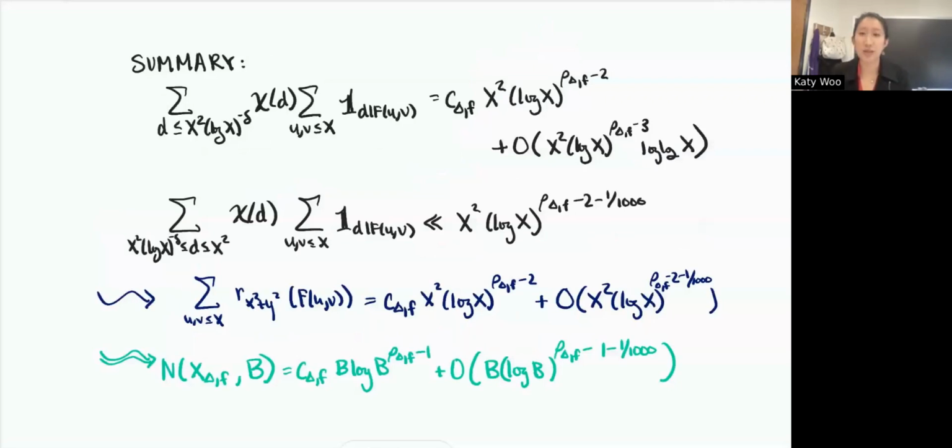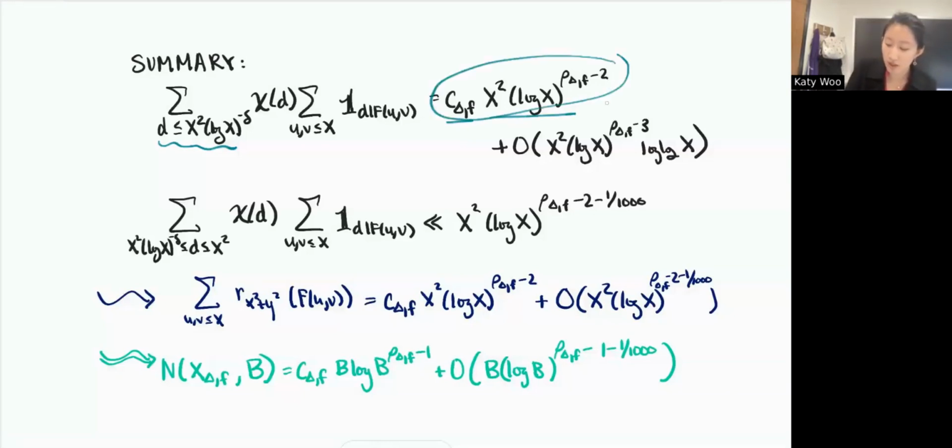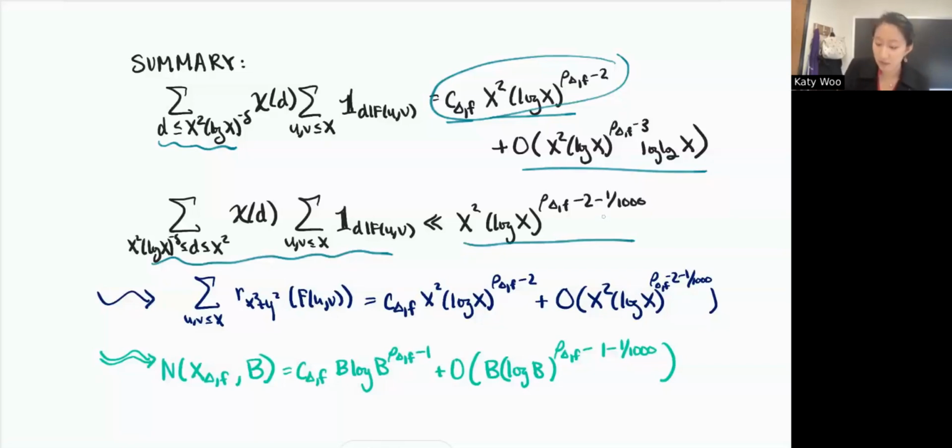So let's just summarize what happened in the case when f was an irreducible quartic. First, when d was less than x squared times log x to the negative delta, we had a level of distribution result that allowed us to write this as some constant times x squared times log x to the rho minus 2. So this will be the main term plus a sufficient error term. And then using the twisted Hooley delta function, we bounded the contribution from these large moduli by x squared times log x to the rho minus 2 minus 1 over 1,000. So a small power of log.